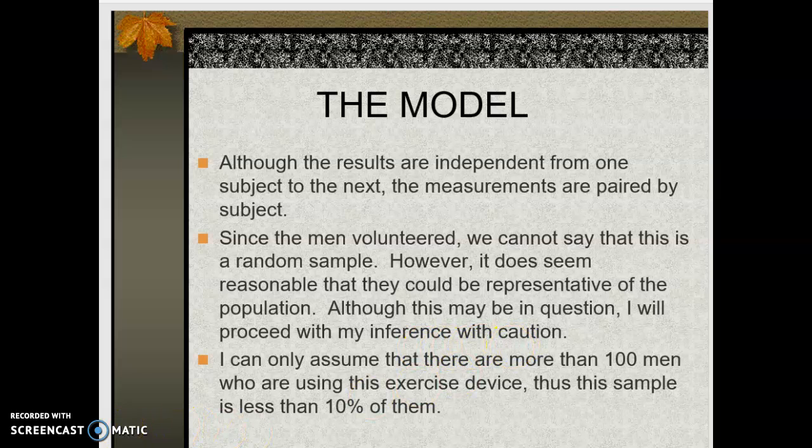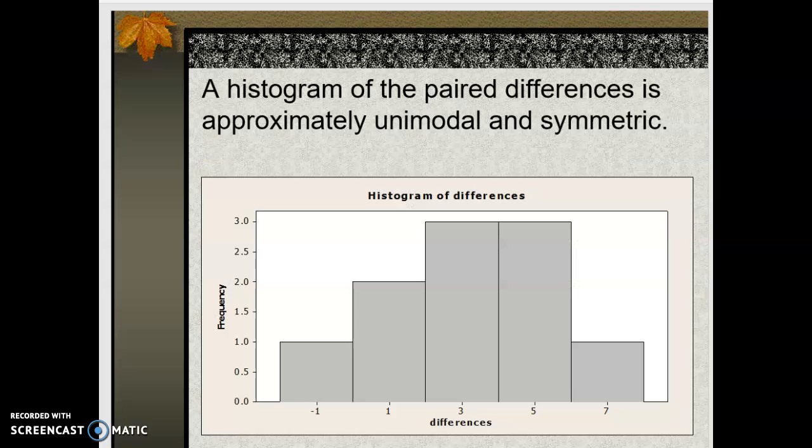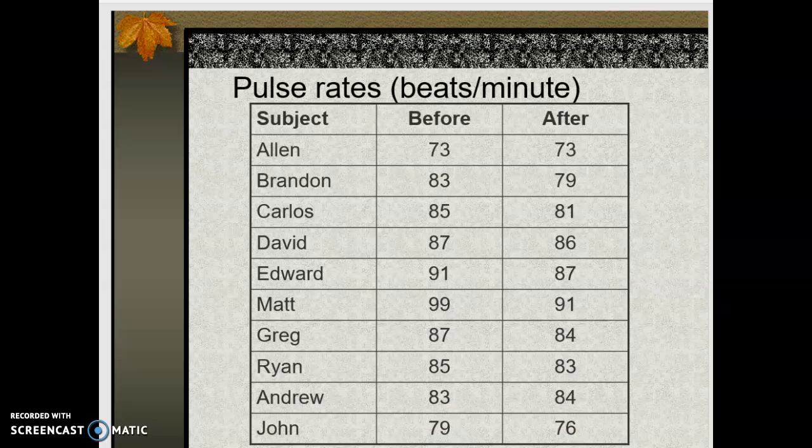Anyway, since we don't have independence, we want to make sure that we don't have too big of a sample. We'd have to assume that these 10 men are less than 10% of all the men that would use the exercise device. And since it's an as seen on TV device, we're sure that millions of people are using it. Alright, if we make a histogram of the paired differences, we would have that. You know what? At this time, I'm going to back up, and I'm going to enter this data in my calculator. The before in list 1, the after in list 2.